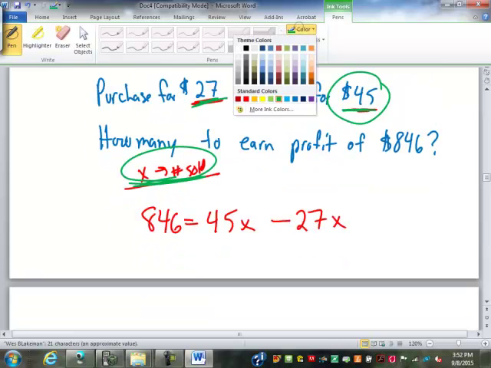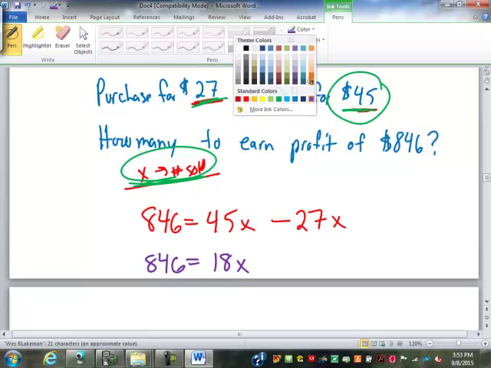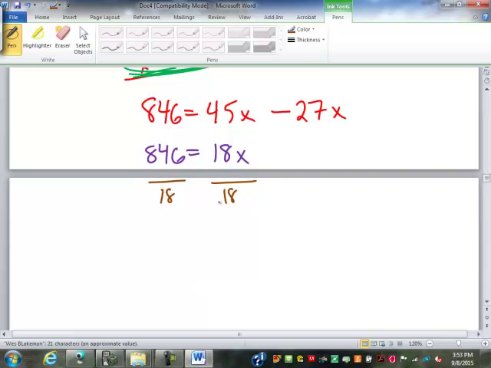So now we can combine. The 846 isn't going to change, but we can combine what? 45 minus 27 is 18x. Good. And then divide by 18, which will give us 47 equals x. So we have 47 items sold to earn a profit of $846.